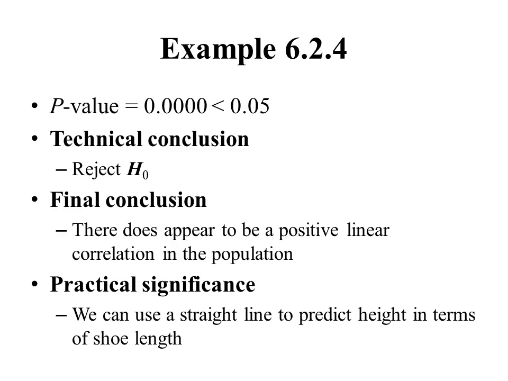Now, what that final conclusion means in a practical sense is that we're going to be able to use a straight line to predict height in terms of shoe length. Now, we're not going to talk about how that's done here in this section. We're going to get to that in section 6.3. But that's the practical significance of this result.